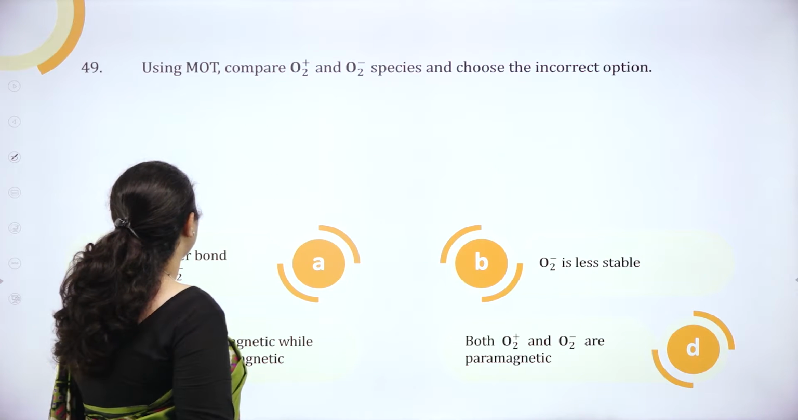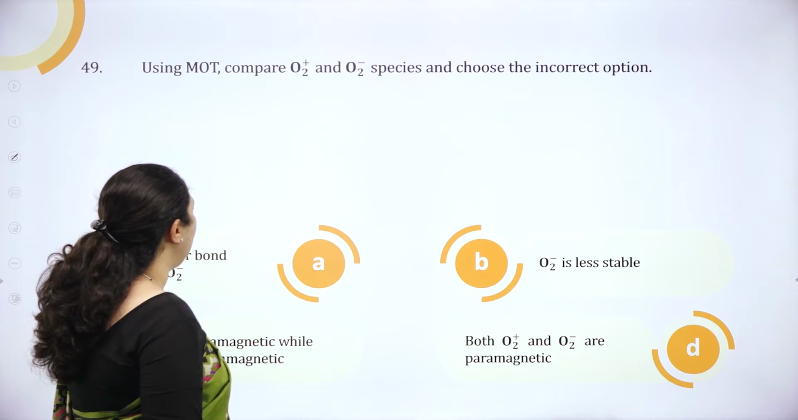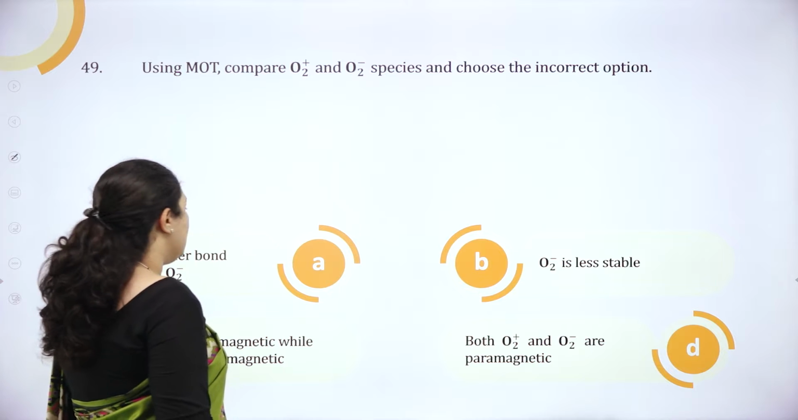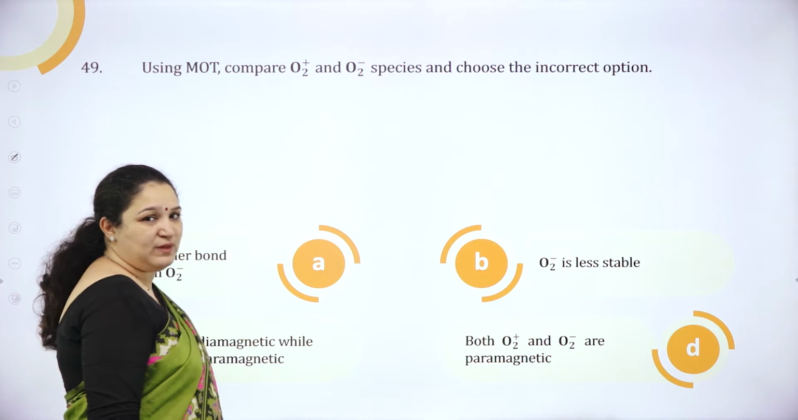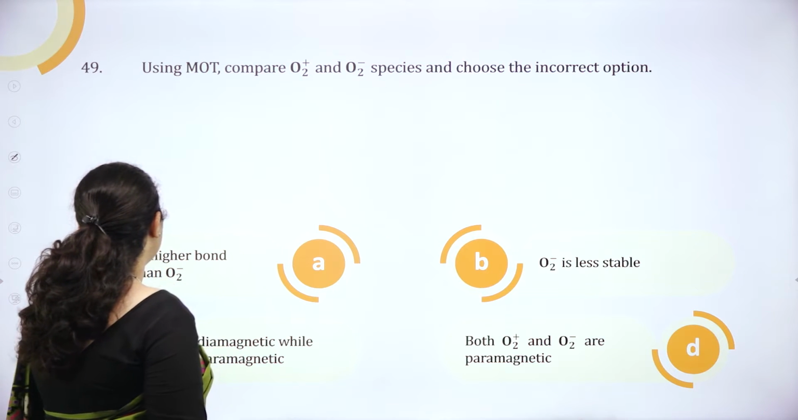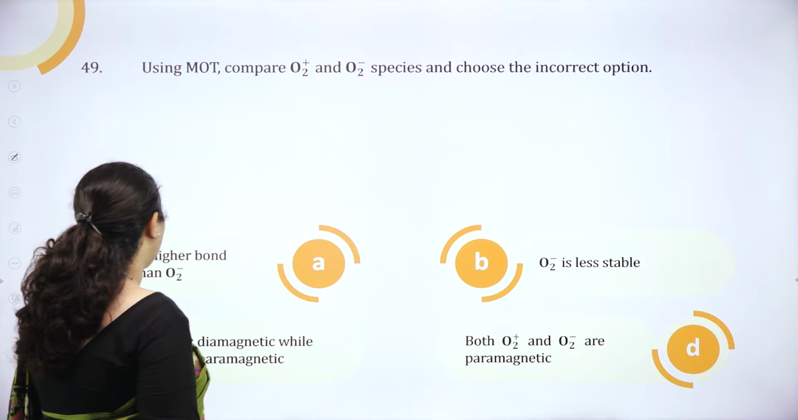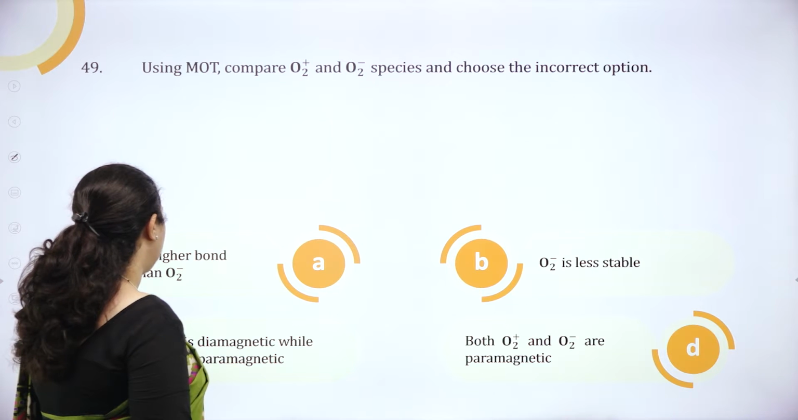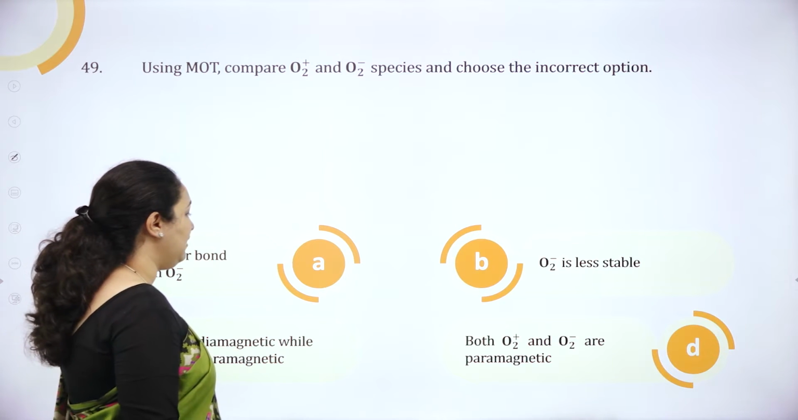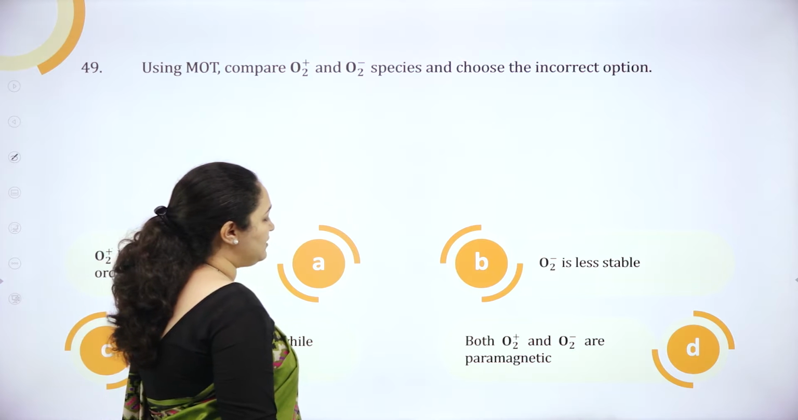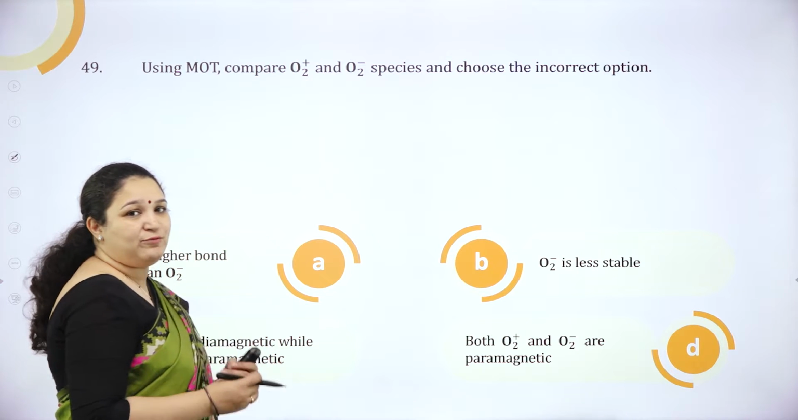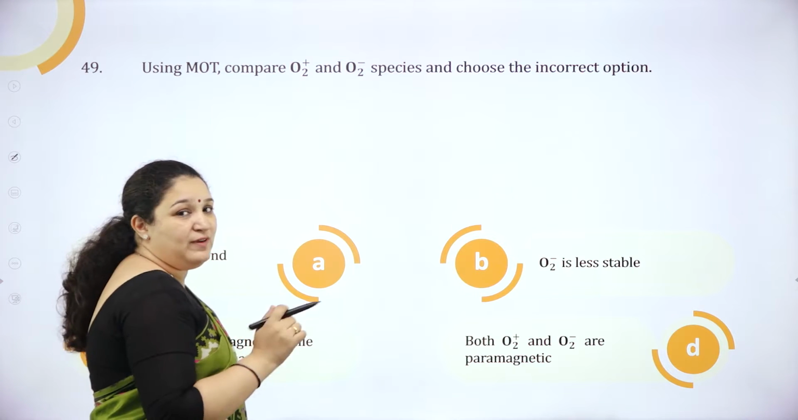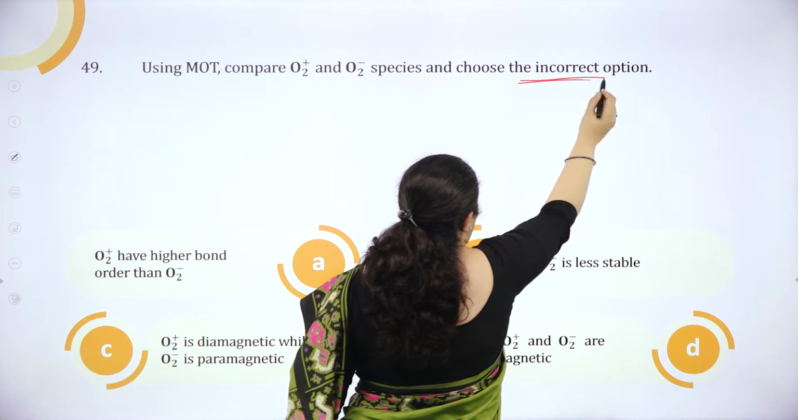Next question. Using MOT, compare O2 plus and O2 minus species and choose the incorrect option. So we'll just see the options. O2 plus has higher bond order than O2 minus. O2 minus is less stable. O2 plus is diamagnetic while O2 minus is paramagnetic. Both O2 plus and O2 minus are paramagnetic. So we have to know the bond order and their magnetic property. We have to choose which is incorrect.